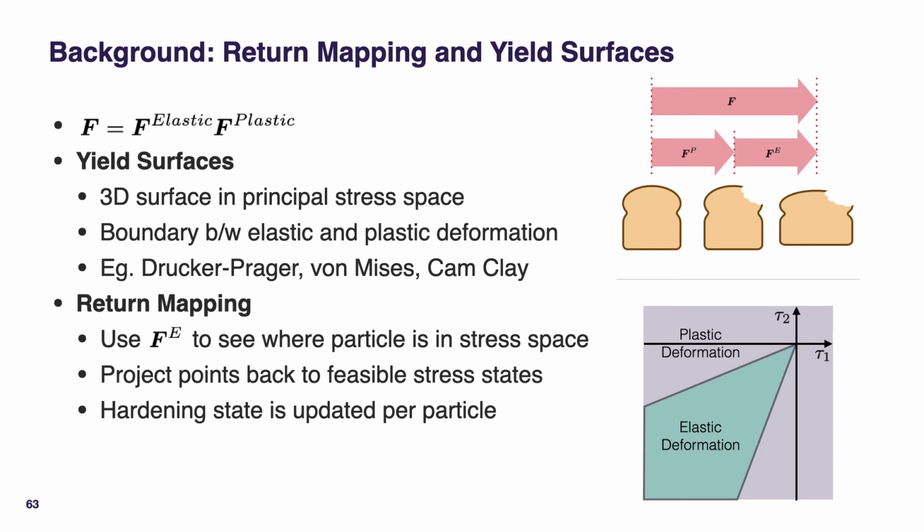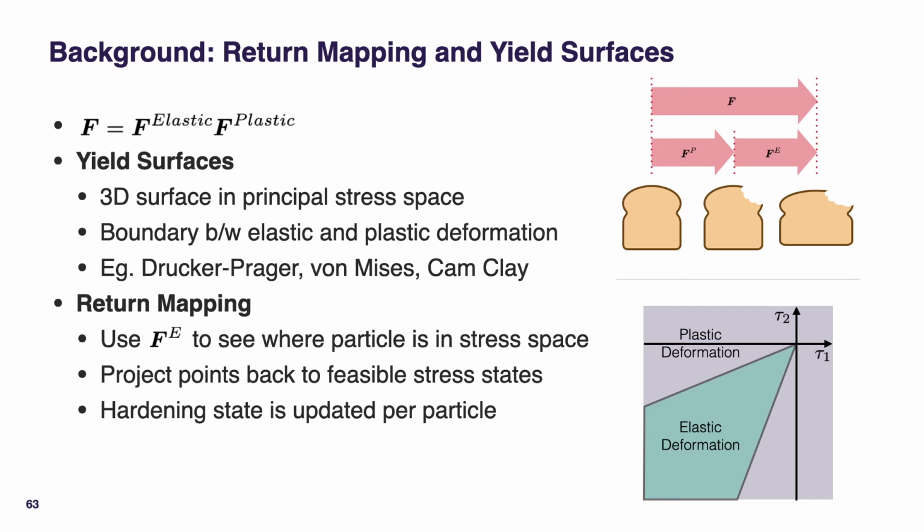Now finally to give you some background on plasticity. When simulating plasticity, we typically do a multiplicative decomposition of the deformation gradient into its elastic and plastic components, seen through the progressive deformation of the bread at right. And we also need to choose a yield surface, which is effectively a 3D boundary in principal stress space that separates stresses into those that cause elastic deformations and those that cause plastic deformations. At right is a 2D slice of the Drucker-Prager yield surface cone in Kirchhoff's stress space to illustrate this. Points inside this surface represent stresses that cause elastic, recoverable deformations, whereas stresses outside cause plastic, irreversible deformations.